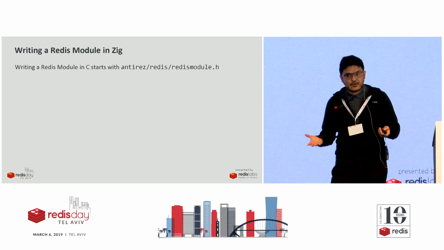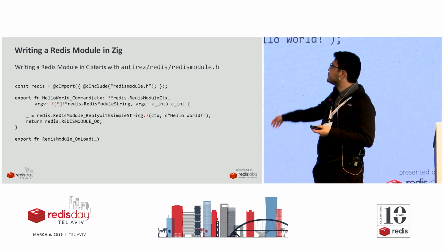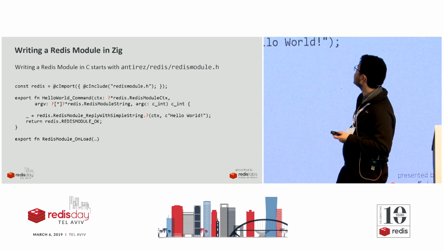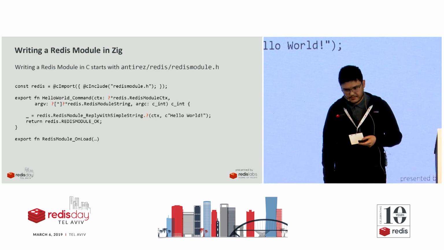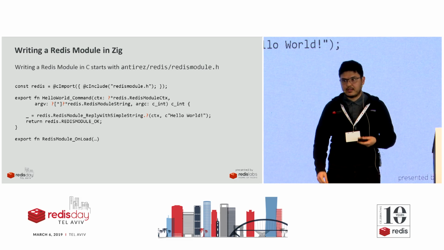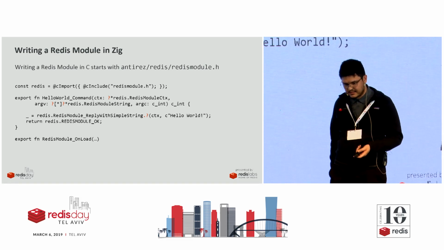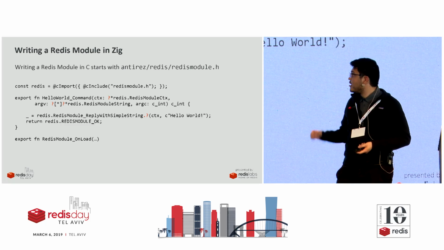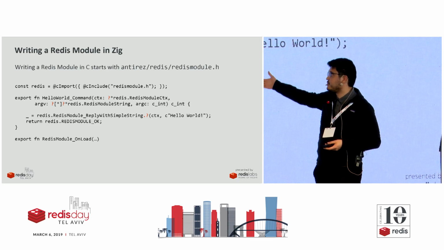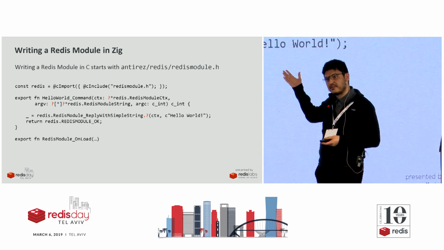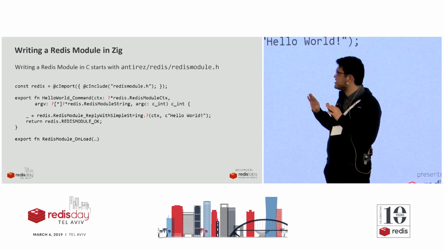So what do you do when actually trying to write a module in Zig? Writing for C starts with importing the redismodule.h header file from the official Redis repository on GitHub. And once you import it, then, as you remember, you have to implement two functions, RedisModule_OnLoad and your command, which in this case is the hello world command. With Zig, it's the exact same thing. You include the header file, and then you write your code, which is not even that different from C. It's a mixture, an in-between C and Rust.